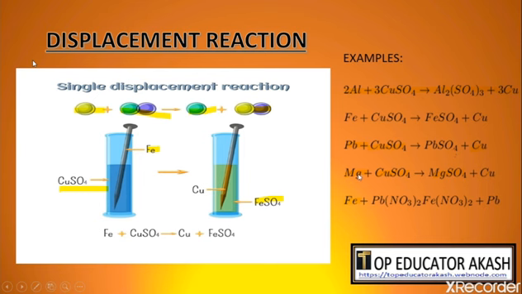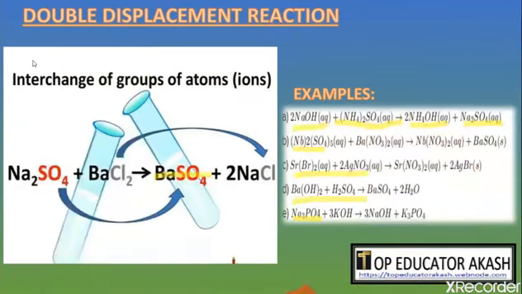When Mg is reacted with CuSO4, then MgSO4 and Cu are formed. Next reaction is the double displacement reaction. In this reaction, inter-exchange of groups of atoms or ions takes place. The best example is Na2SO4, sodium sulfate. When it is reacted with BaCl2, then barium sulfate and sodium chloride are formed.